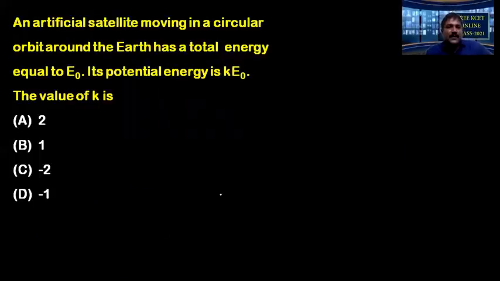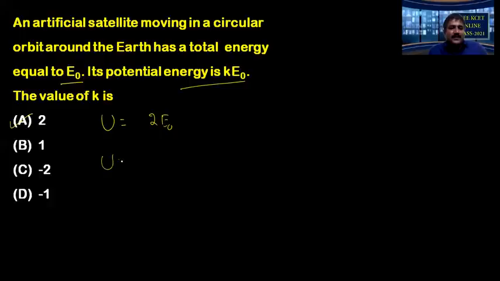An artificial satellite moving in a circular orbit around the Earth has a total energy equal to E naught. The potential energy is K E naught; find the value of K. You must know some basic relations between kinetic energy, potential energy, and total energy. Potential energy U is minus 2 times kinetic energy, and here we need to compare with the total energy. So I take it as 2 times total energy E naught. Hence the answer is option A.